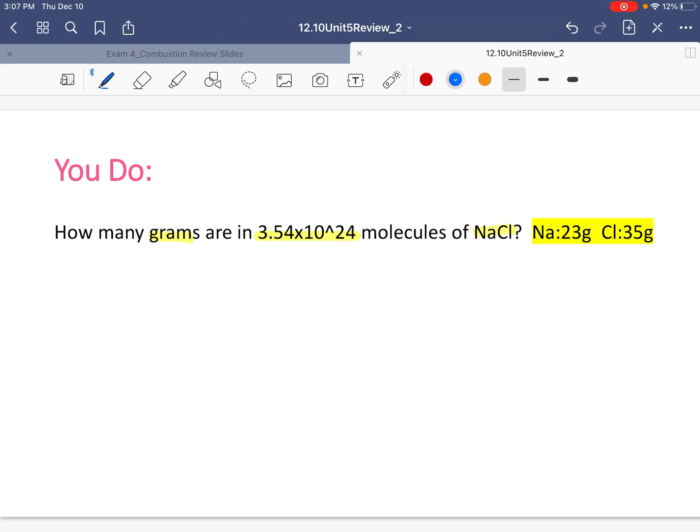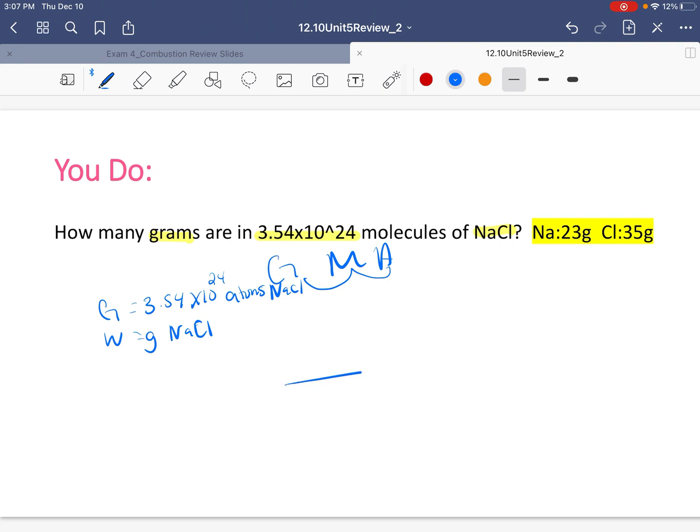Okay, guys, so let's solve it really quickly. We know we have grams, moles, and atoms. My given and my wanted. My given is 3.54 times 10 to the power of the 24. That's what that little thing means. Atoms of salt, NaCl, and they want grams of salt. So I know that I'm going from atoms to grams. This is a two-step problem.